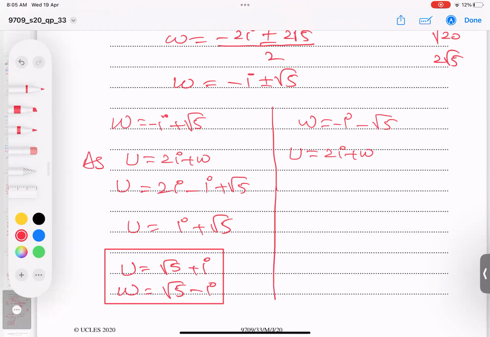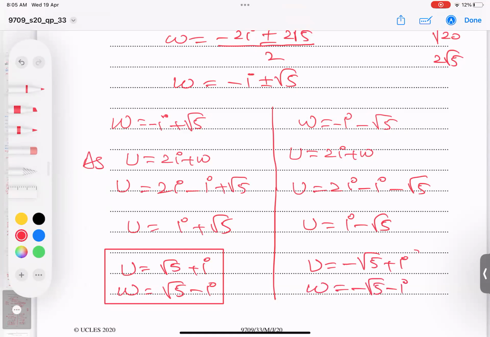Second, I can get from here. So I'm going to plug in here. So U is equal to iota minus root 5. And I'm writing U because real before, complex later. So negative root 5 plus iota from here. And W is, before, negative root 5 minus iota. So I believe the point is very, very clear.